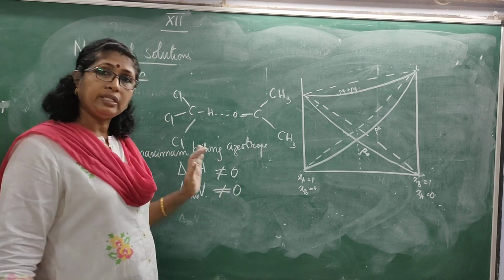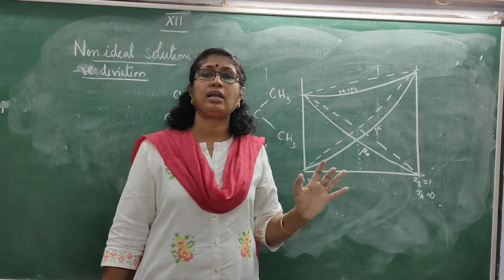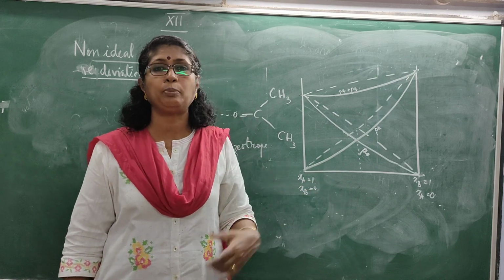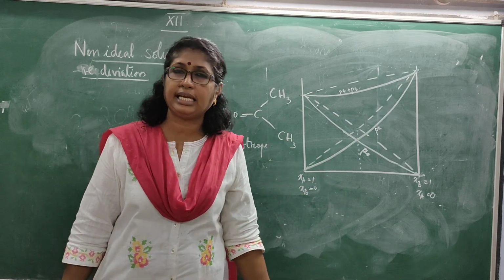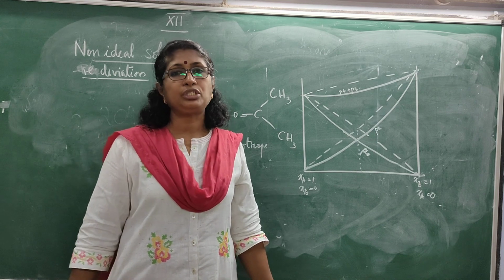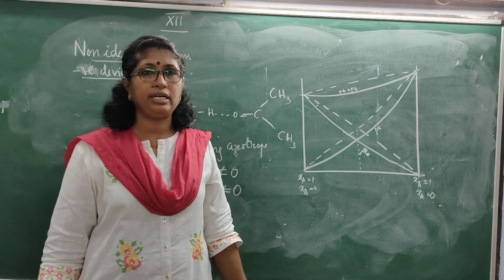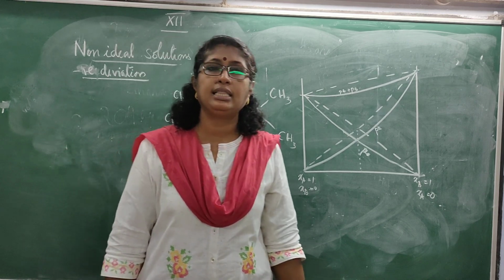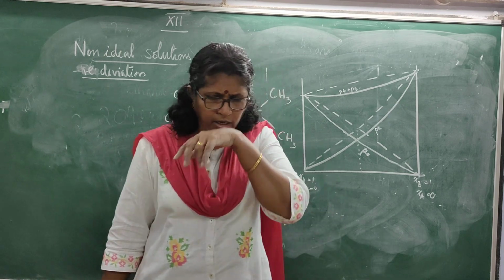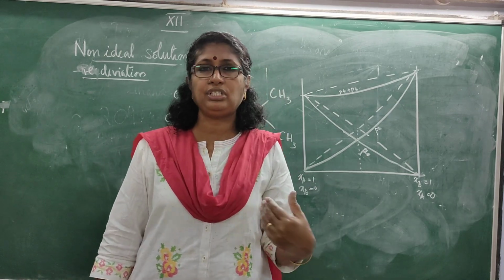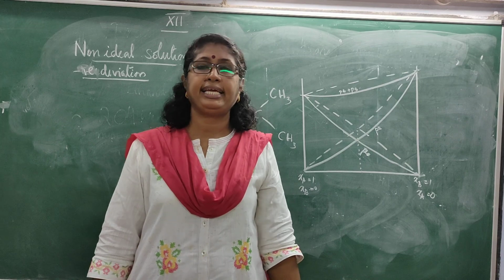So that means all the characteristics which we need for an ideal solution are not shown by such solutions with a negative deviation. So these are the two different types of deviation from ideal behavior, that is, solutions which show positive deviation and solutions which show negative deviation.